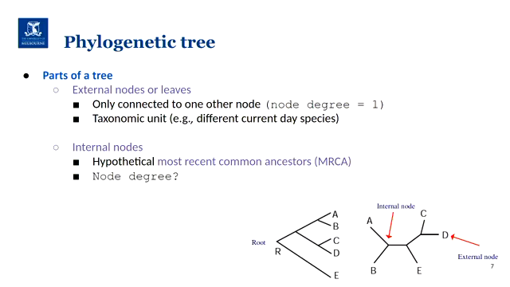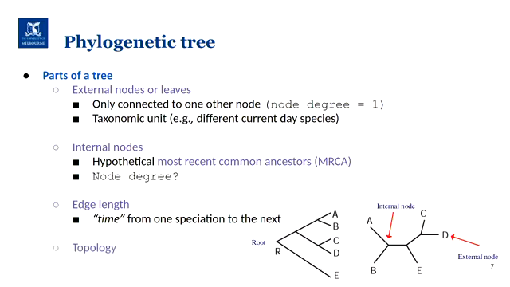Usually 3 for internal nodes. The root will always have a degree of 2. And usually the edge length in terms of a graphical representation of these trees will be related to the time from one speciation event to the next. Okay? And if you consider the topology, it's basically the branch pattern. So when we say the topology of a tree, we're just considering how these branches are created.